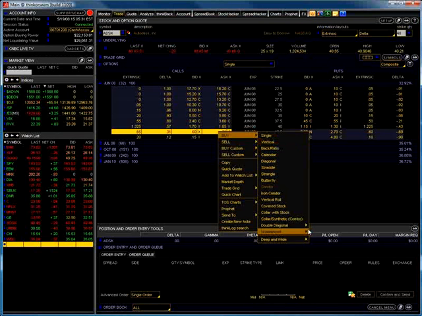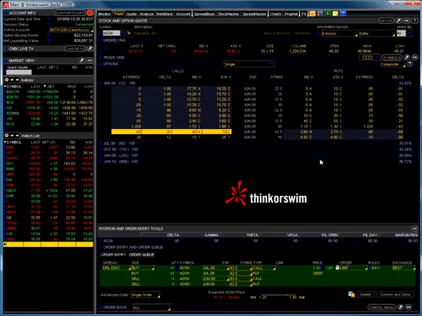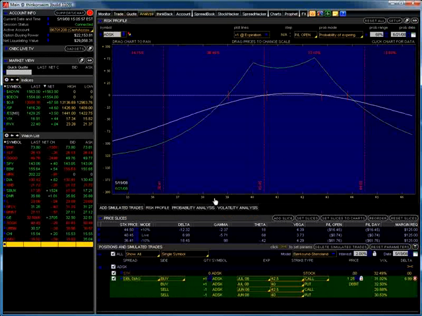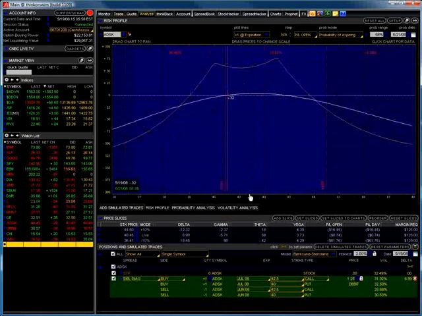Buy a double diagonal, double calendar, and we're going to change the puts. We're going to keep the 42.5 calls, but let's change the puts to the 40 puts. And then go ahead and analyze duplicate trade here. Okay, that doesn't look too bad actually.